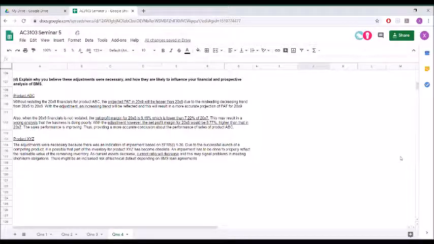So for part B, explain why you believe these adjustments were necessary and how they are likely to influence your financial and prospective analysis of BMS. So for product ABC, without restating the 20X8 financials for product ABC, the projected PAT in 20X9 will be lesser than that in 20X8 due to the misleading decreasing trend from 20X5 to 20X8. However, with the adjustment, there is actually an increasing trend that will be reflected, and this will result in a more accurate projection of PAT for 20X9.